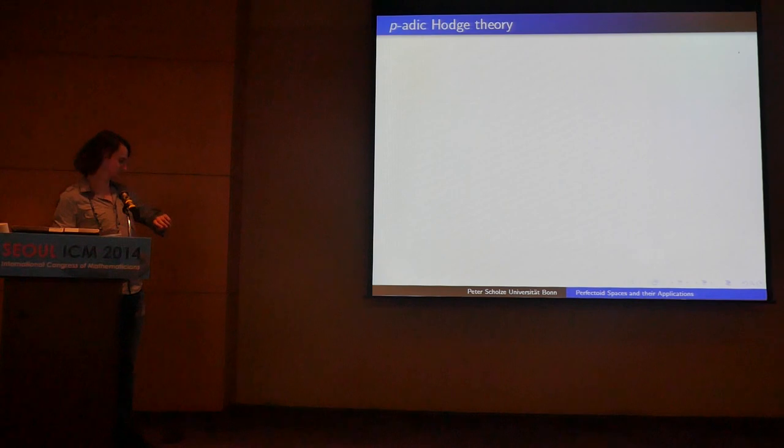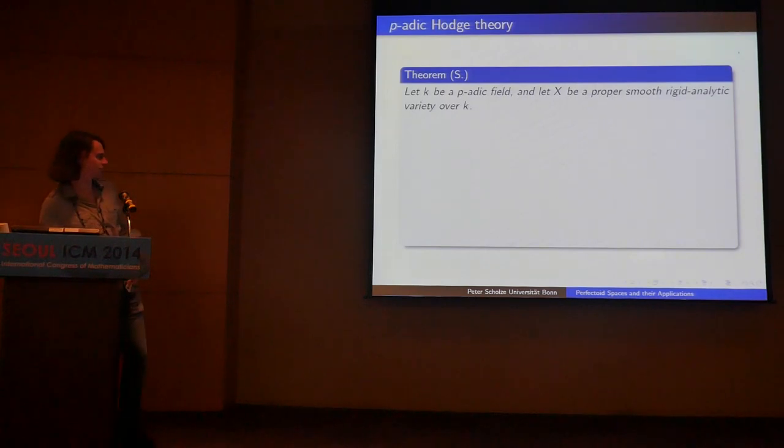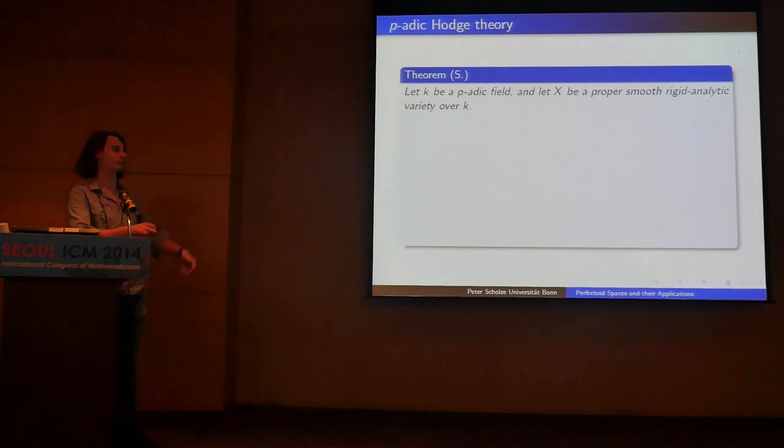So in the remaining minutes, I want to quickly go through two other applications. The first is to p-adic Hodge theory. I work over Q_p, say, and I have the analog of a compact complex manifold, which is, of course, very well studied, for example, in Hodge theory. The analog of a compact complex manifold in this setup would be what's called a proper smooth rigid analytic variety. But you think just of this as a compact p-adic manifold.